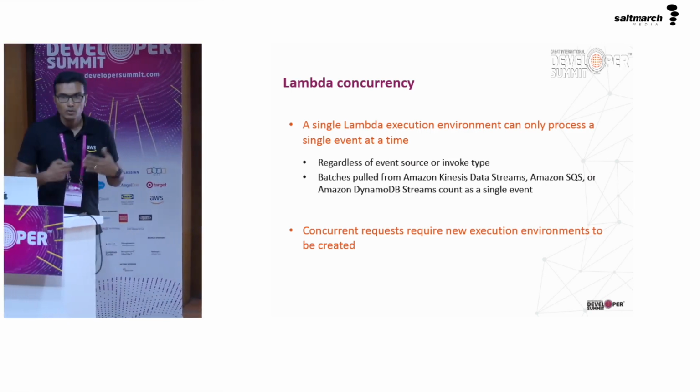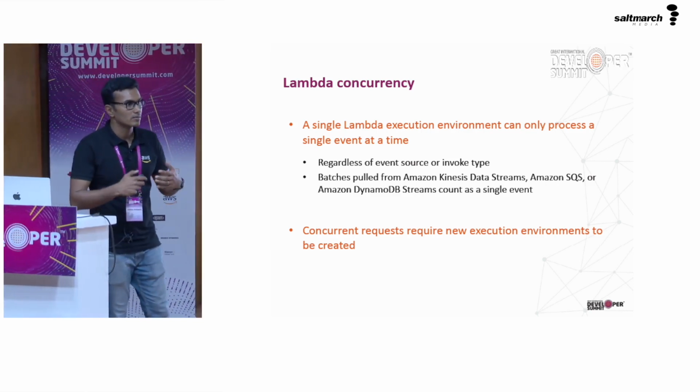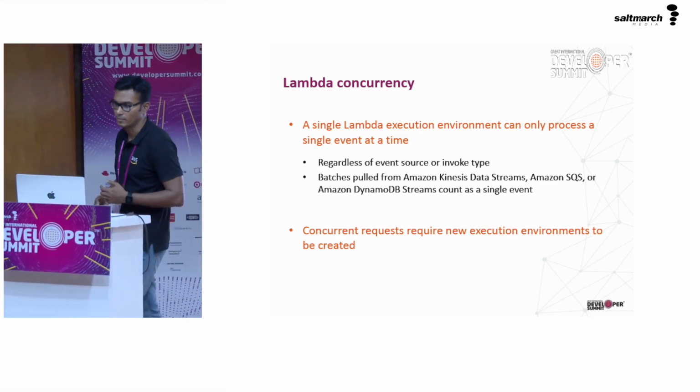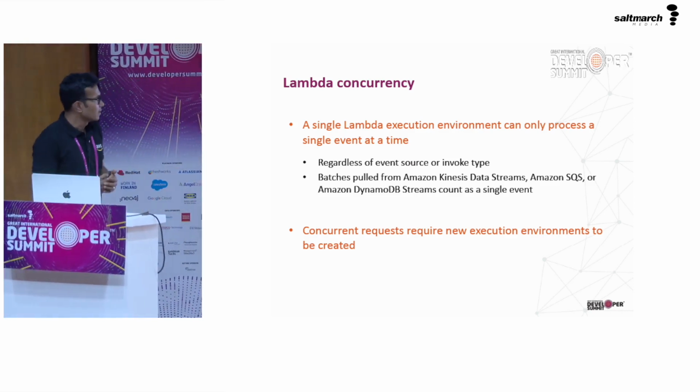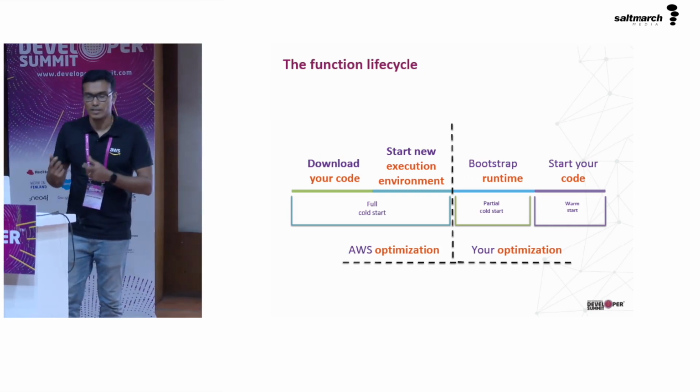Now, whenever there is a new request that comes in, if the current execution environment is already busy processing it, then it'll start spinning up more and more execution environments. So let's look at the flow or the life cycle of this function when you create these micro VMs, right?